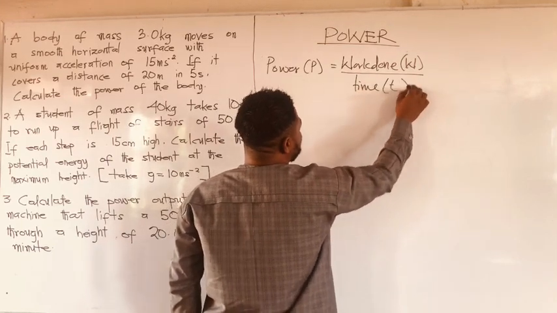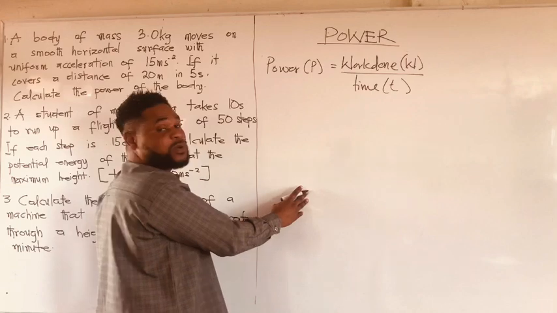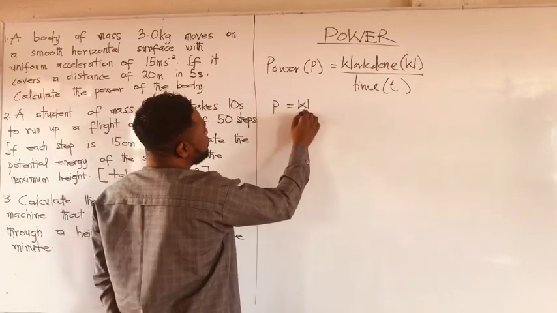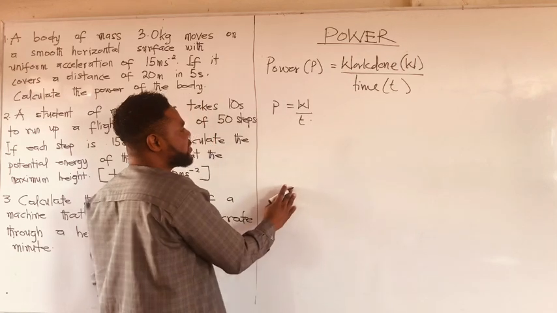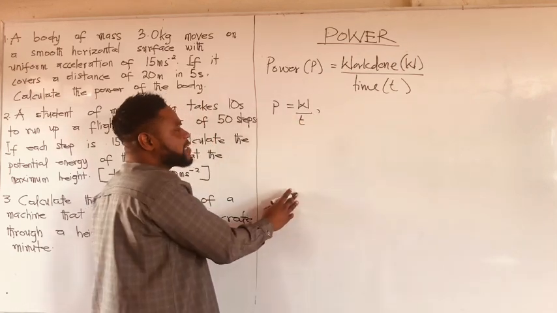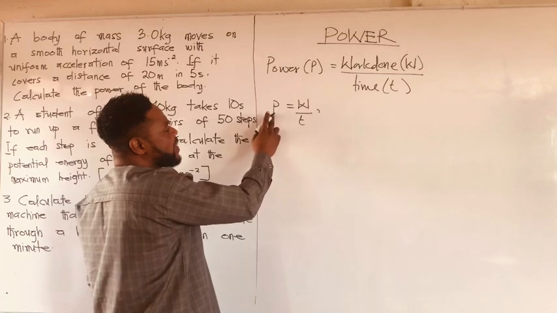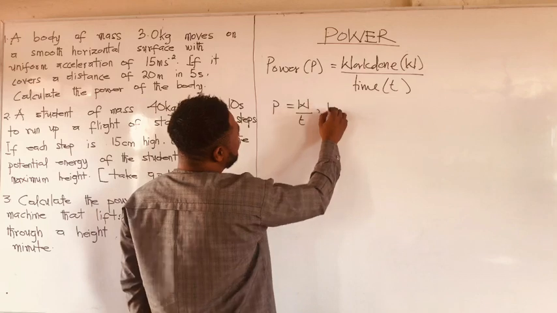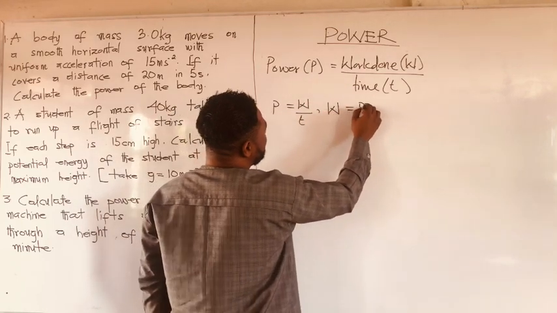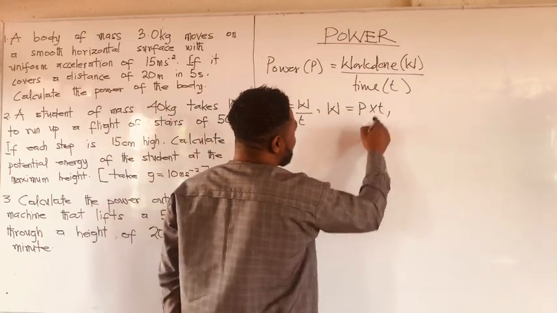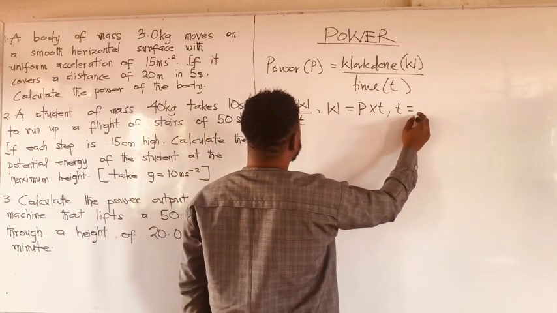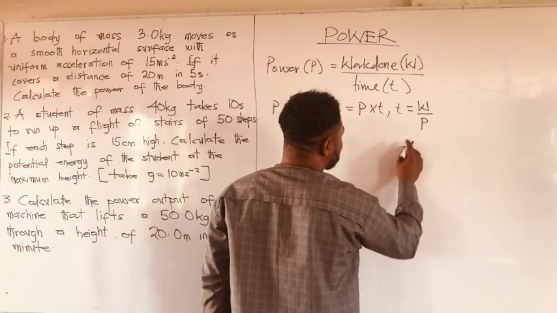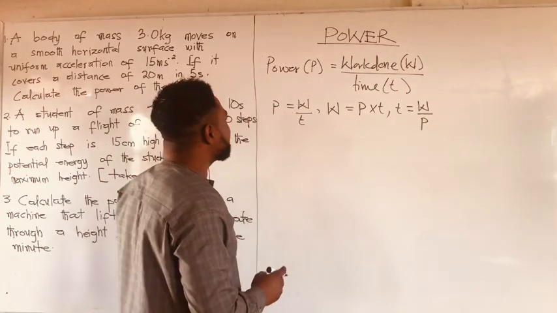So we use these as initials to represent them. We can say P should be equal to W divided by T. Now, there are some instances where they can give you power, give you time, and you may be asked to look for work done. Therefore, we can say work done should be equal to power times time. And also, time will be equal to work done divided by power. So we can have these formulas here.